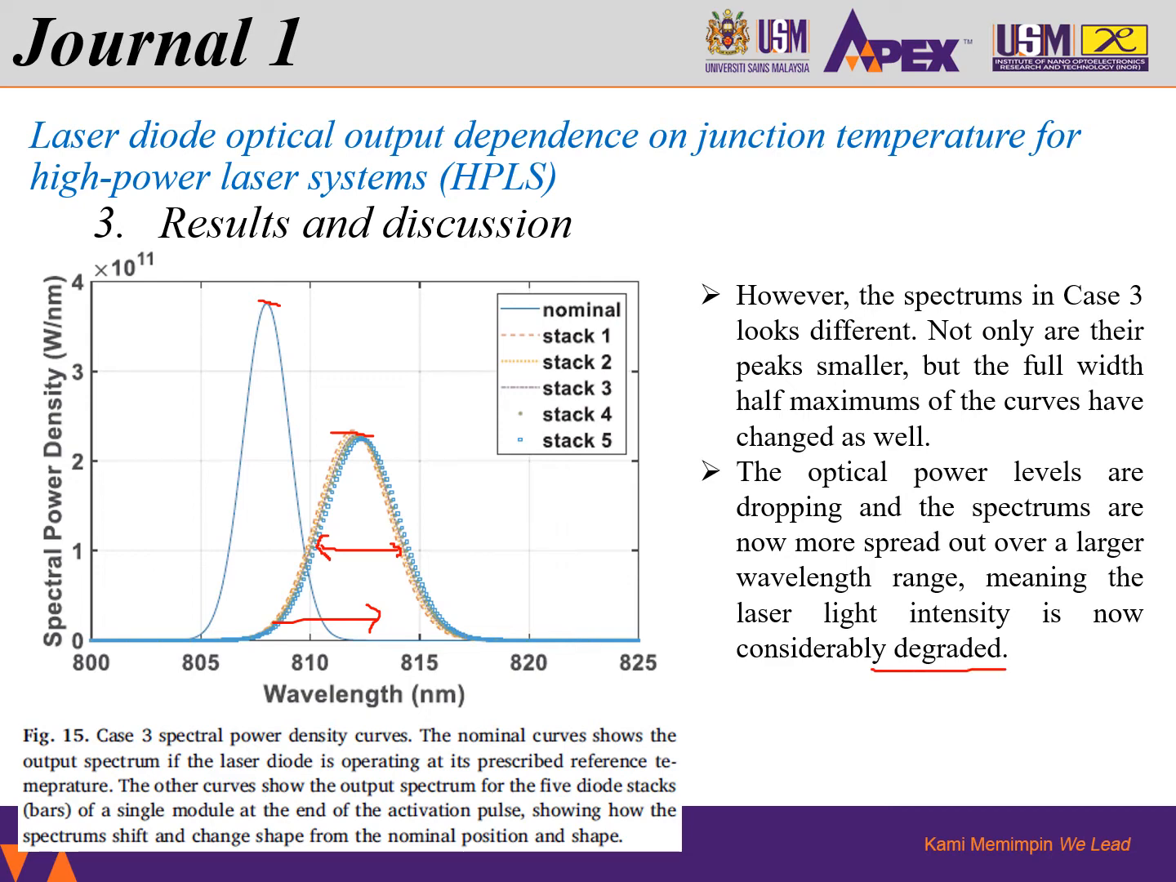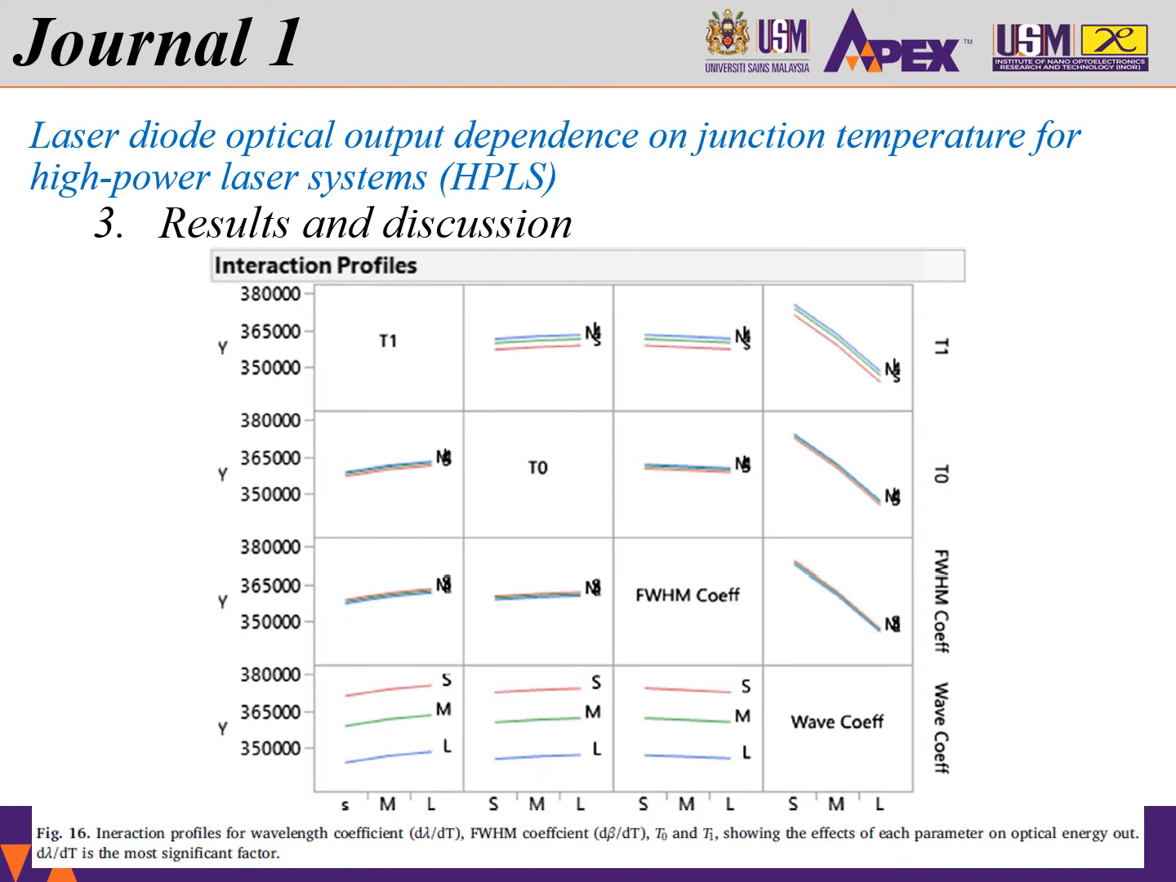This is the interaction profile for all the interactions between the 4 diode parameters and the optical power output of the system. We have threshold current, slope efficiency, center wavelength, as well as spectral width. We will discuss the outcome in the next slide.